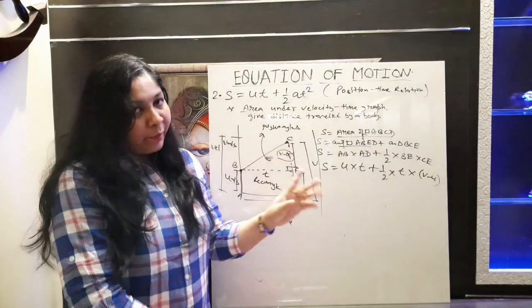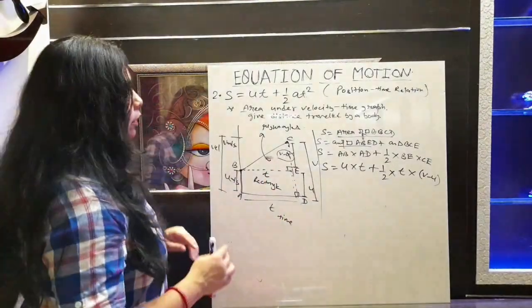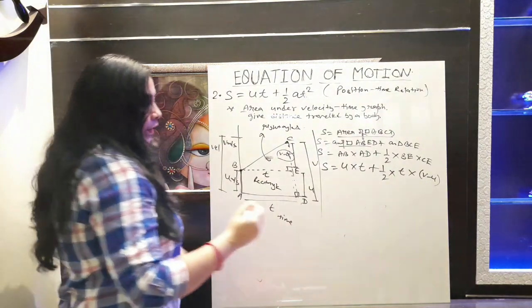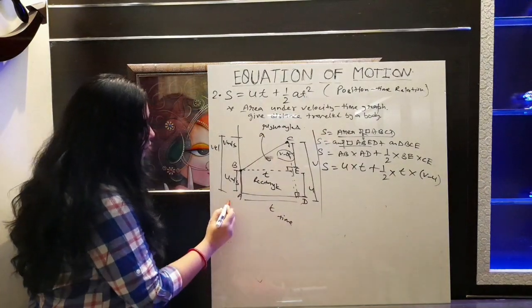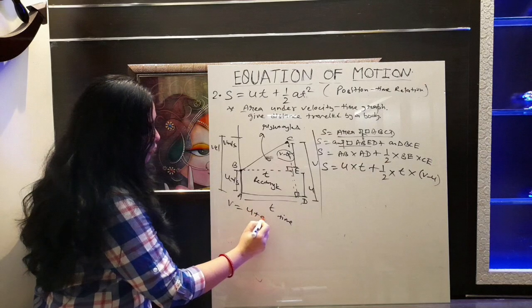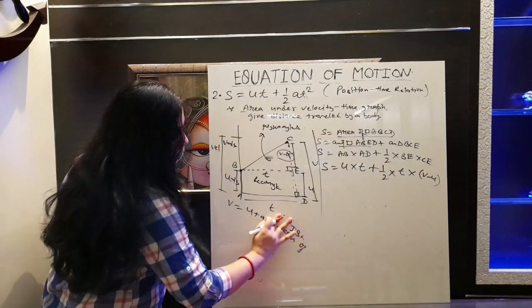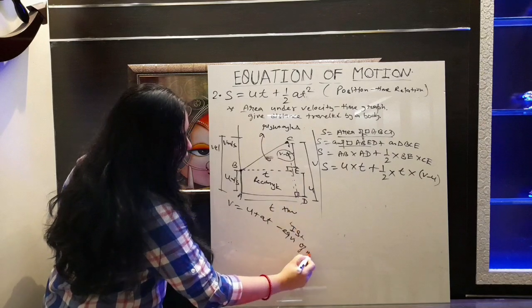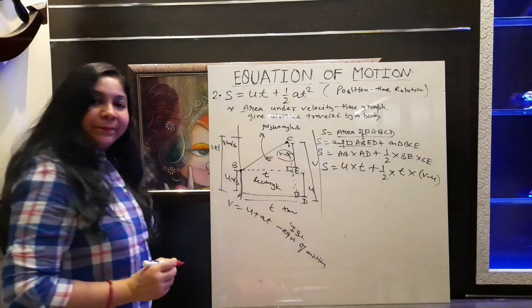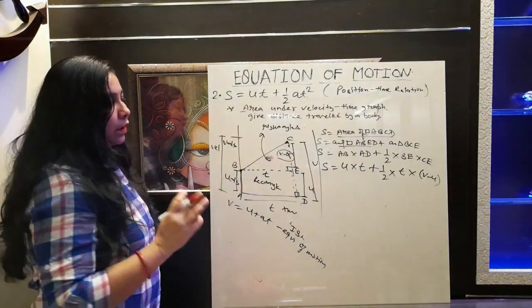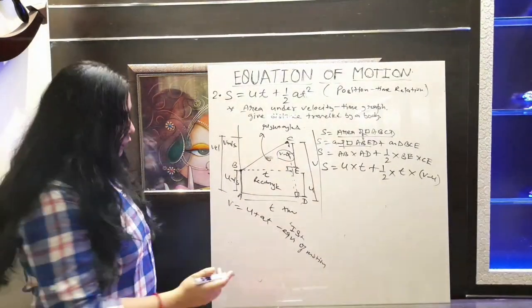Obviously T is needed, we have it, but V minus U is not needed. So we will just interchange the value of V minus U as A and T. How can we do this? For this we will use the first equation of motion. This is your first equation of motion. So by using the first equation of motion, we can get the value of V minus U right now.